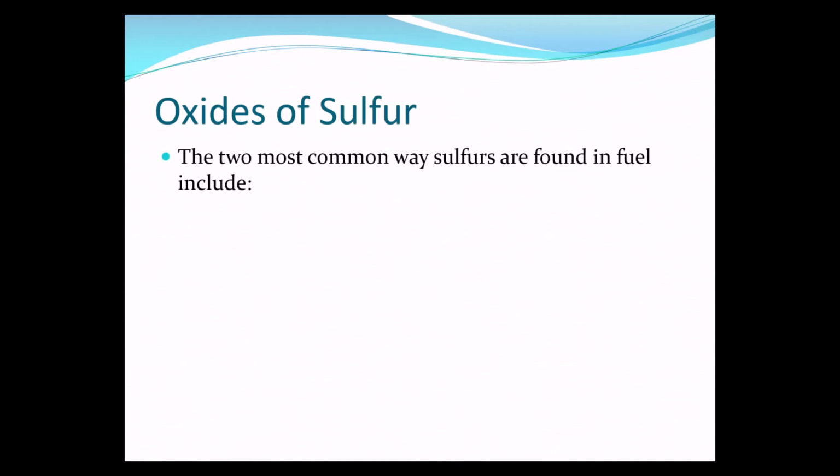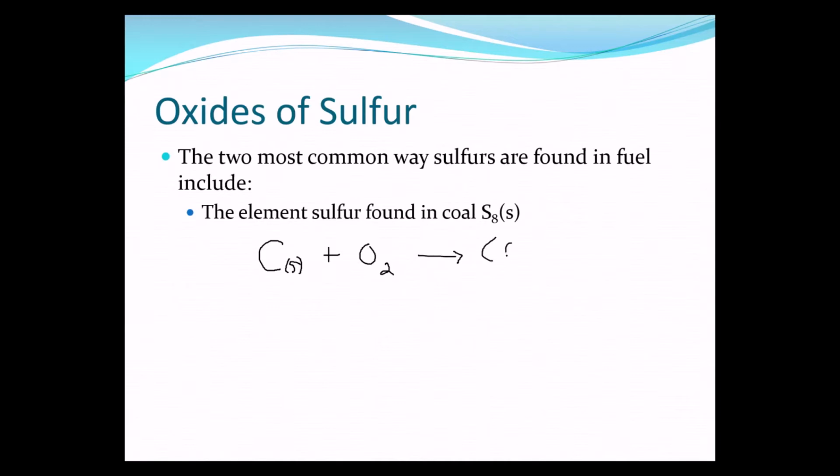So sulfur is another pollutant that's found in things, and these are the 2 most common ways that you can find it. It's found in coal. Coal is just pure carbon, so that's carbon solid. When we burn carbon, it makes CO2, right? And CO2 is a greenhouse gas, so that's not great. But sulfur is a lot worse.